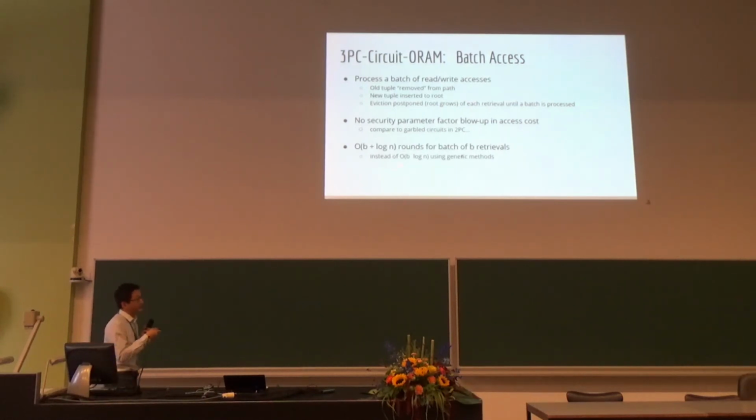And in fact, for this binary tree ORM, we're doing it with a recursive binary tree structure. So each retrieval actually takes log n rounds. Naively, if you're doing a batch of B retrievals, the rounds will be B times log n. But we can pipeline this process, and the number of rounds we get is B plus log n instead of B times log n.